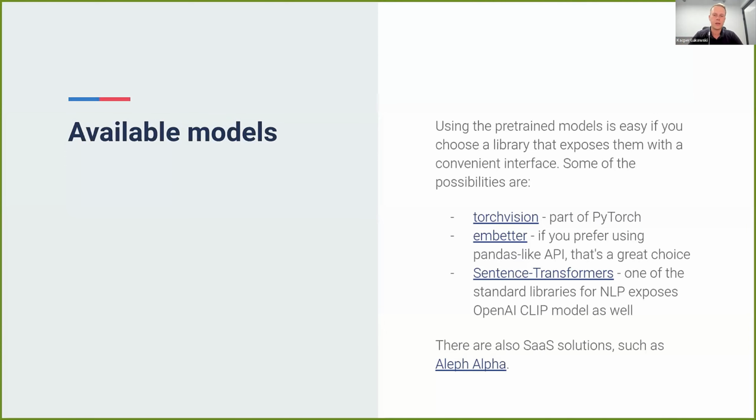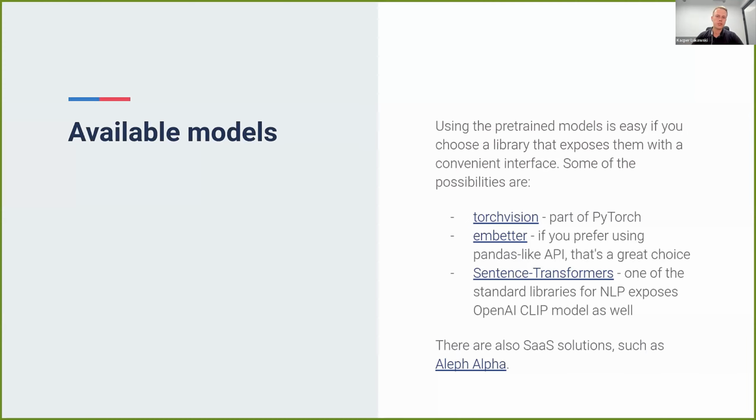So if you are familiar with the Python toolkit for data science, then you are probably also familiar with at least one of those tools. Torch Vision is a part of PyTorch exposing the computer vision models. And there are plenty of pre-trained models such as ResNet or EfficientNet that may be just taken off the shelf and used to encode the data into the embedding space.